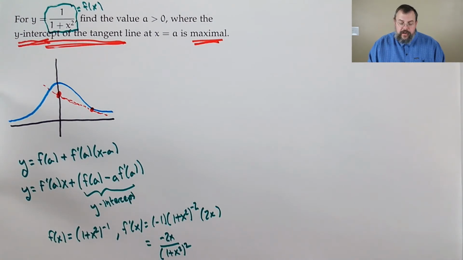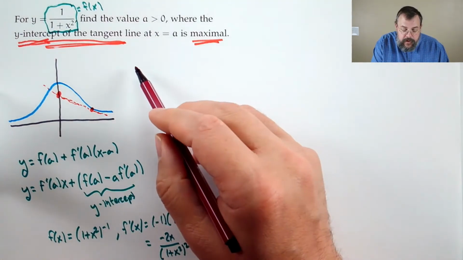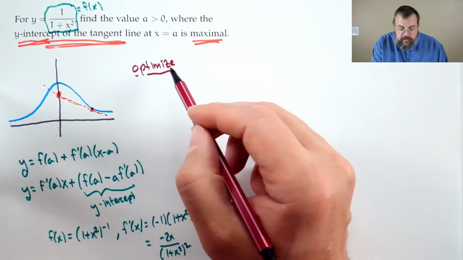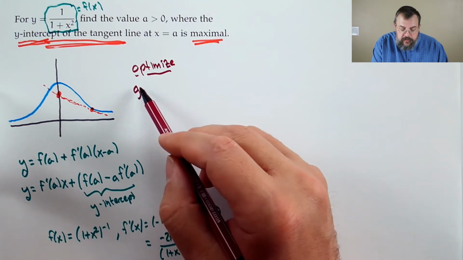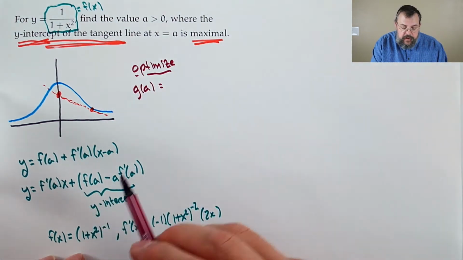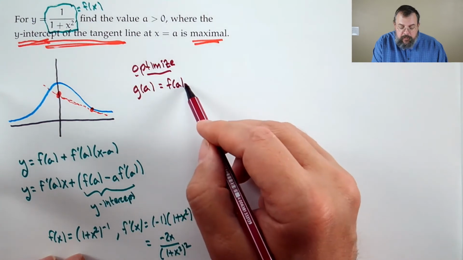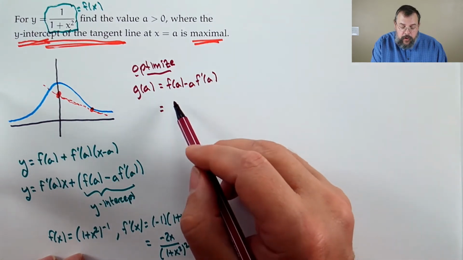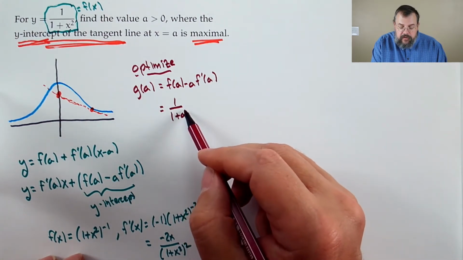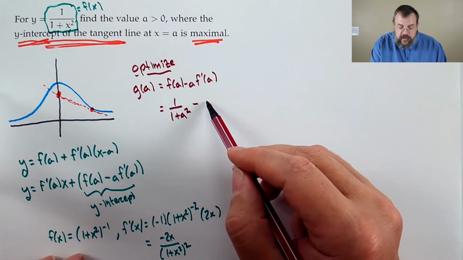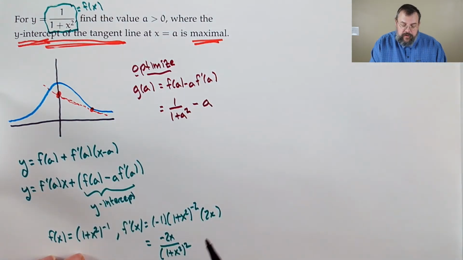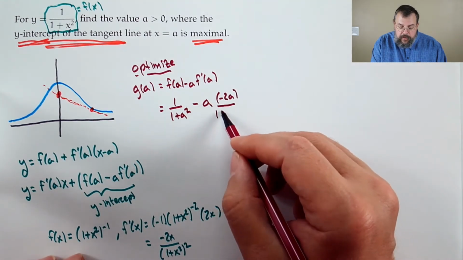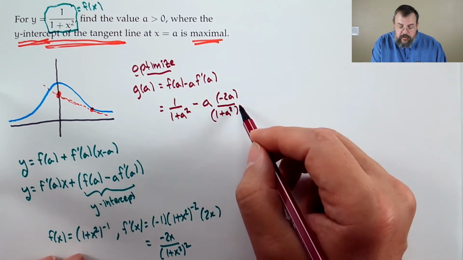So our goal here is we're trying to optimize the following expression. I'll call it g as a function of a. And I'm just going to copy what we have, f of a minus a f prime of a. Well, that is f of a, 1 over 1 plus a squared, subtract a. Now, f prime of a would be minus 2a over 1 plus a squared, squared.